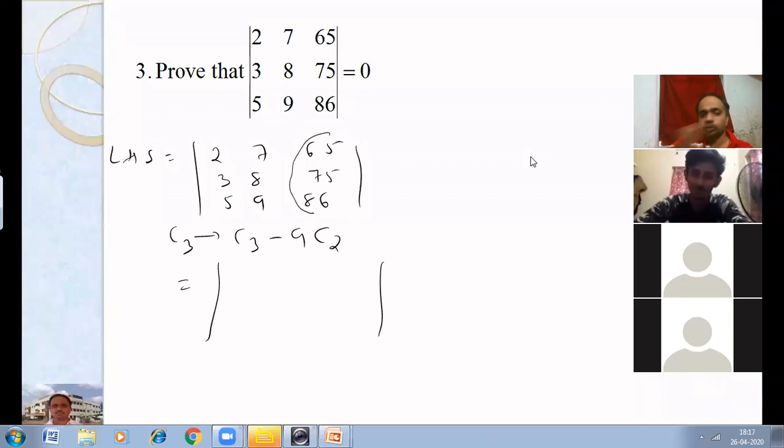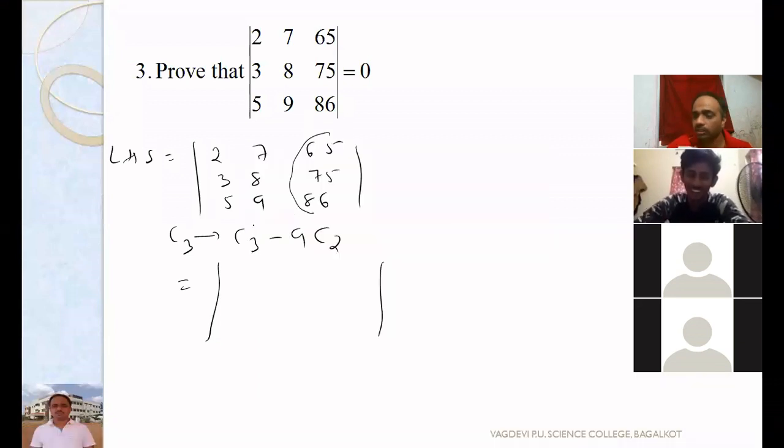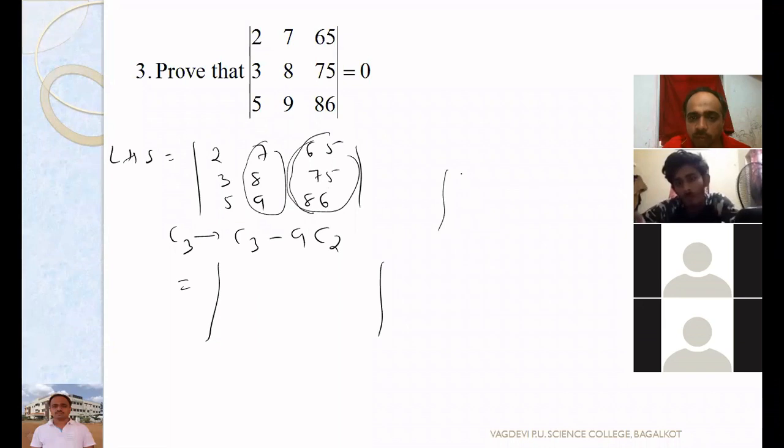Okay, C3 changes to C3 minus 9C2. Let us do it. C3 minus 9C2: this is C3, this is C2. This column minus 9 into this column. This is 65. You can do some rough work in the margin. 65 minus 9 into C2. Second column is 7, 8, 9. So 9 into C2 means 9 into 7. 9 sevens are 63. Corresponding element is 7 here. 65 minus 9 into 7, 65 minus 63. What is the answer?